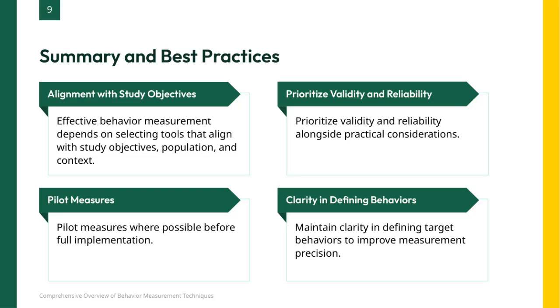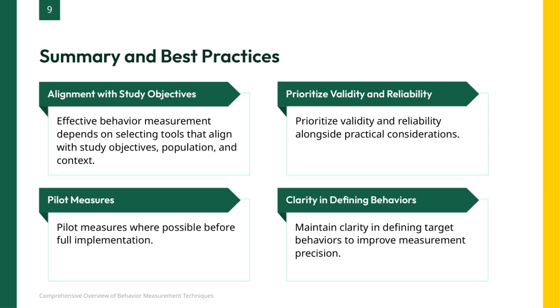To wrap up, it's crucial that the tools we choose for measuring behavior closely align with the specific objectives of our study, as well as the population we're working with and the context in which we're operating. This alignment ensures the data we collect is relevant and meaningful. At the same time, we must prioritize validity and reliability. It's not enough for a measure to be practical. It has to accurately and consistently capture the behavior we're studying.